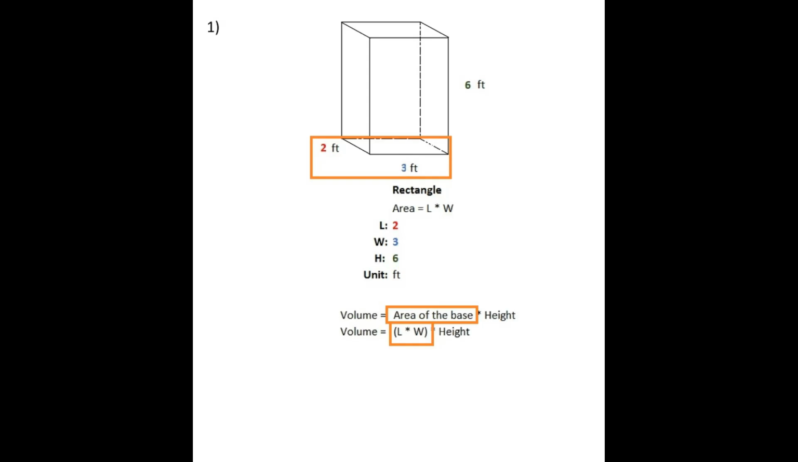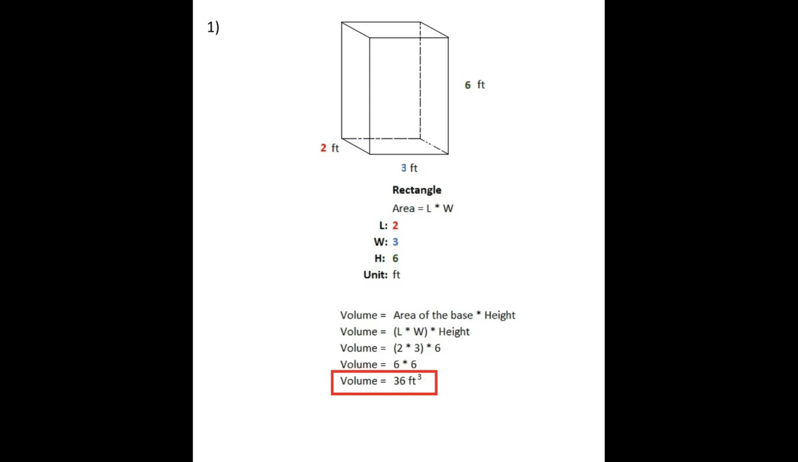Now, we start with the area, length times width. That's the area of the base. 2 times 3 is 6. Now we can involve that height. And now we have 6 times 6, and the answer is 36 feet cubed. That's the answer to our first problem.